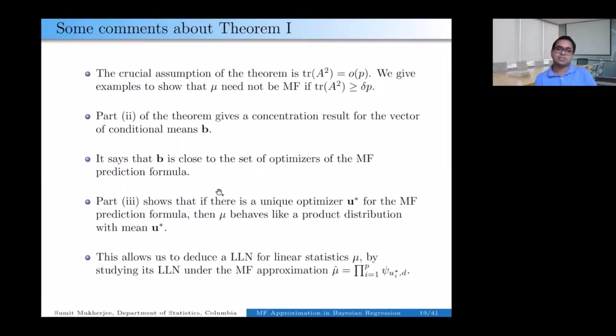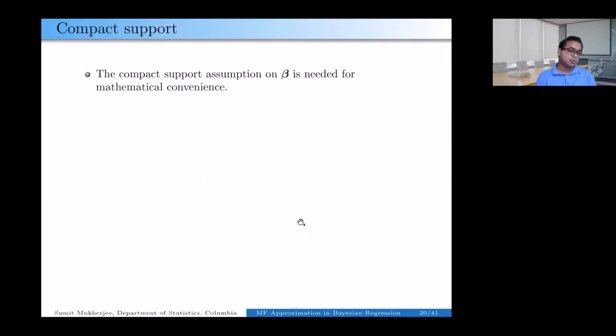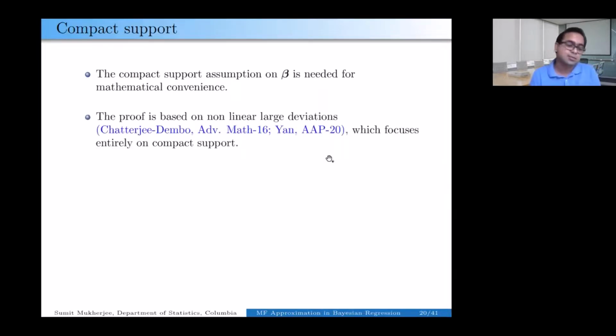And so this allows us to study law of large numbers for linear statistics, right, of the form that we mentioned. And so, okay, one hidden assumption, which is not that much hidden, but I talked about in the early part of the talk, is that beta is compact. Beta lies in a compact space. Now, we do this for mathematical convenience because the tools that we use are borrowed from these papers and they use compact support.